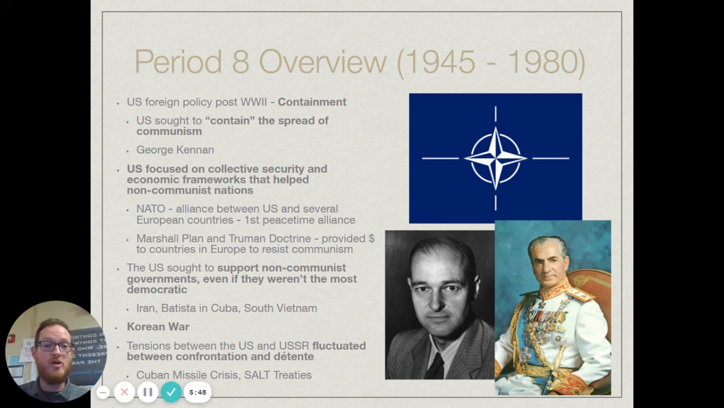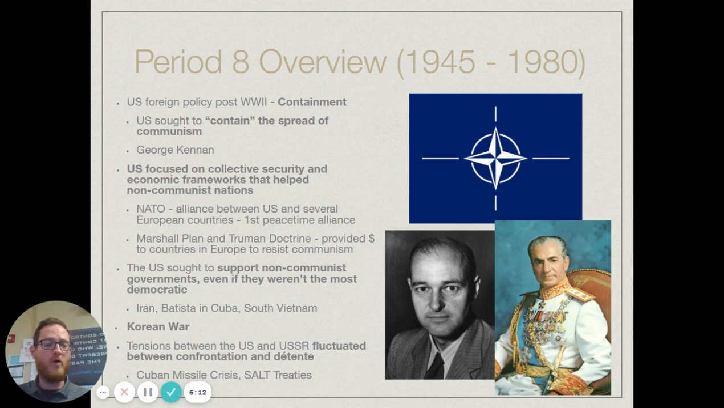So again, as part of the containment policy, the U.S. made it a goal to support non-communist governments, even if they weren't the most democratic that we had seen. Again, the goal was to keep them from falling to communism. So some examples would be Iran, Batista in Cuba, and then South Vietnam as well.